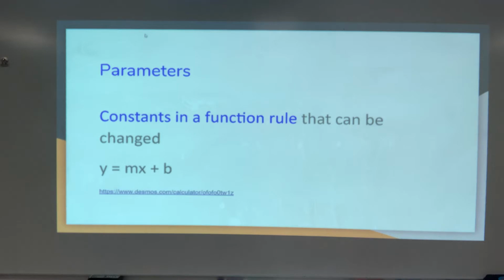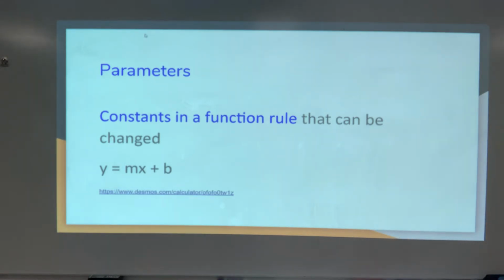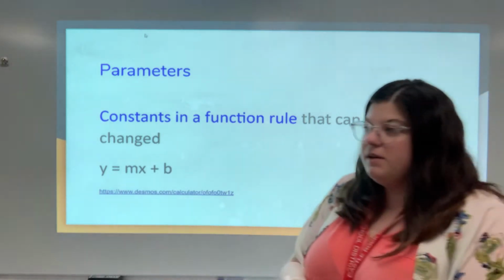One thing I want you to know: when I say that something is a parameter, it is a constant in a function rule that can be changed. You've probably heard of y equals mx plus b. That's just the regular slope-intercept form that you've been working with since like 8th grade or Algebra 1. Y equals mx plus b, everybody knows it. Y and x are the variables, right? That's the thing that's changing. That's kind of what we're graphing.